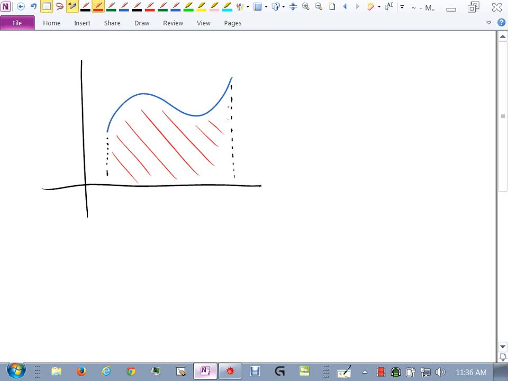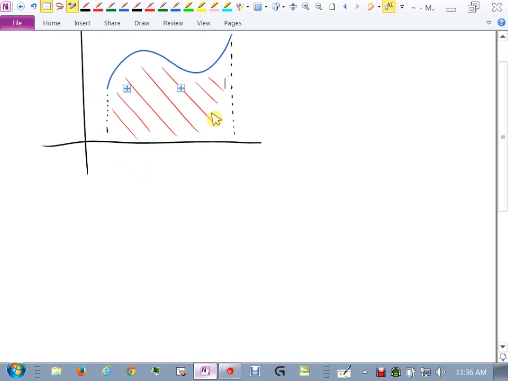What's that area? Well, it's a weird shape, right? It's not a rectangle. It's some odd shape. Can we even find the exact area of that, and can we do it for any function? We'll investigate that, and we'll figure out that, yes, there is a way to do it.